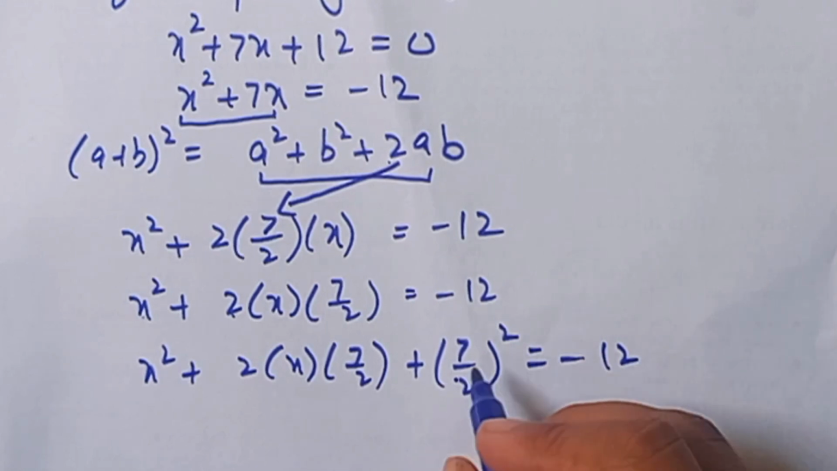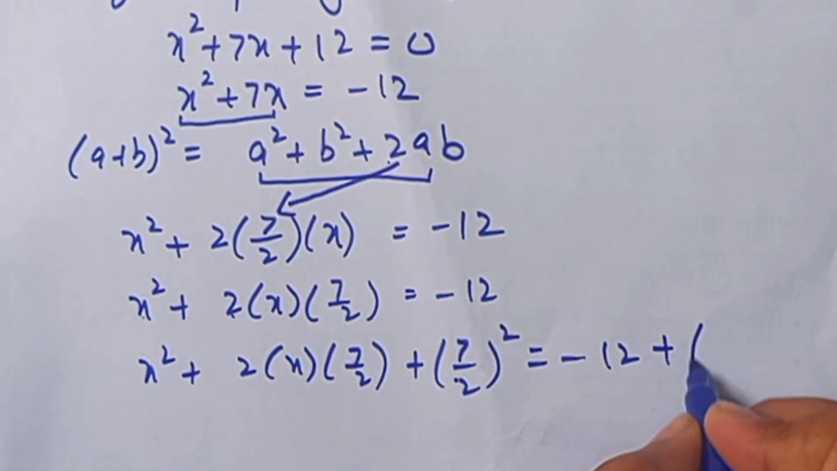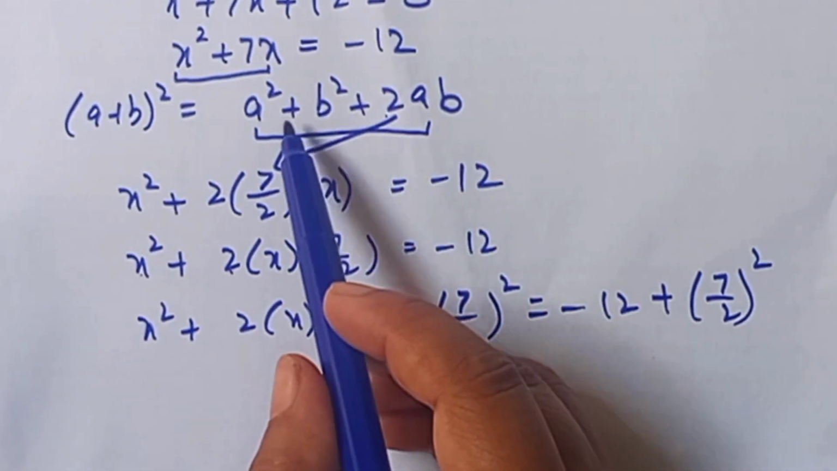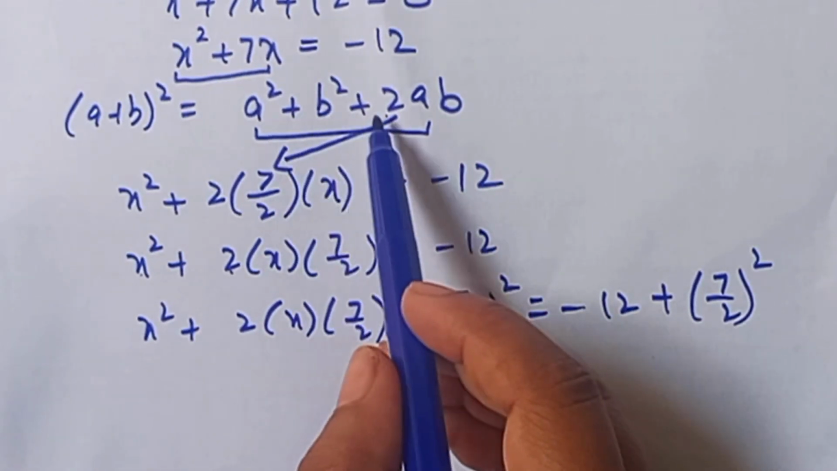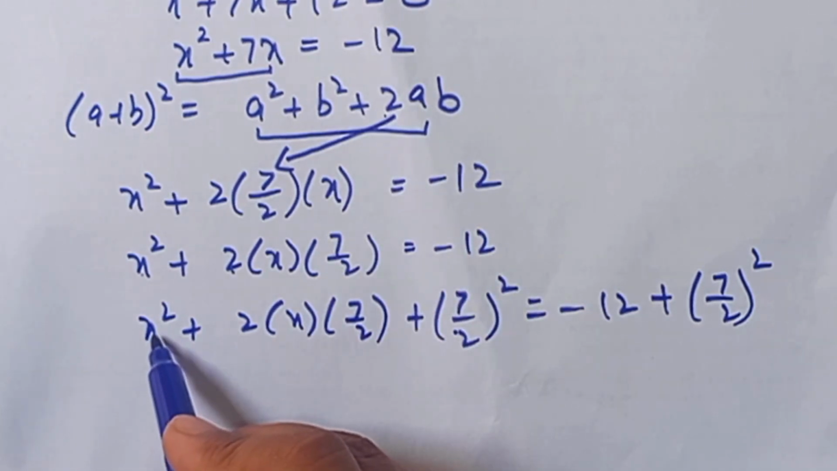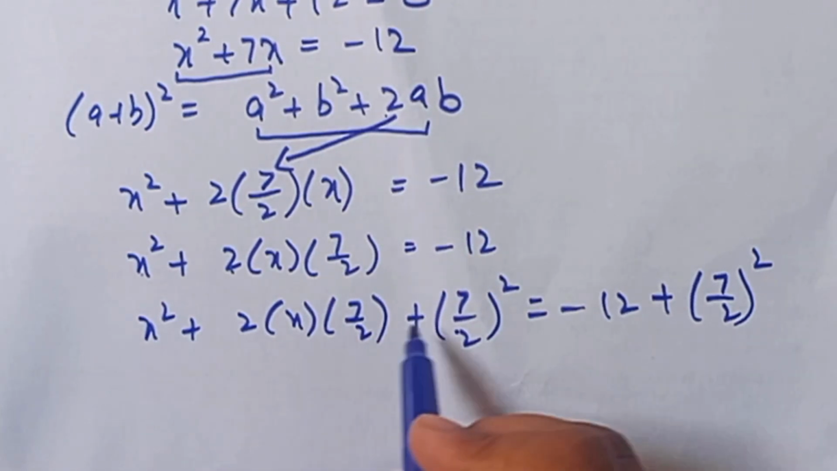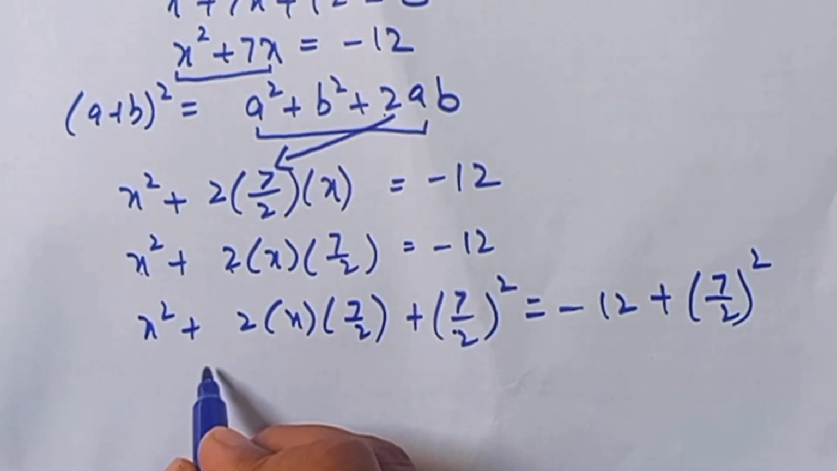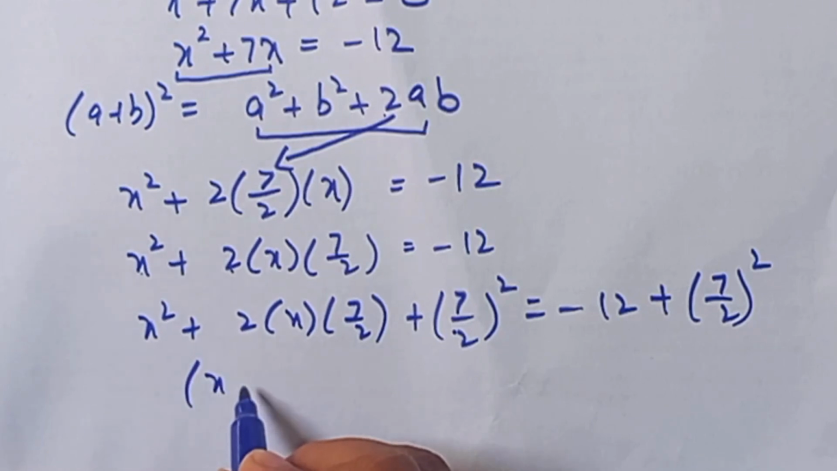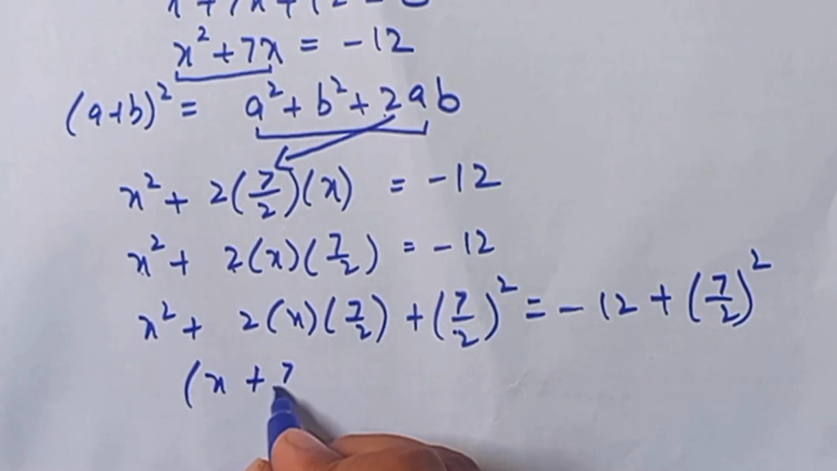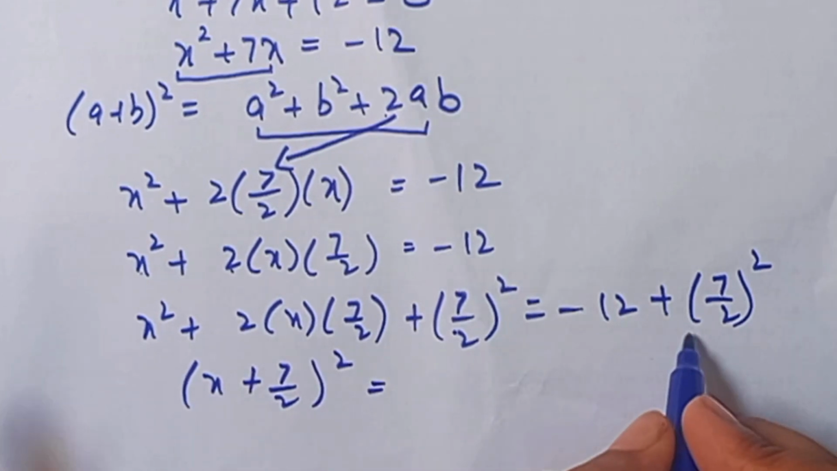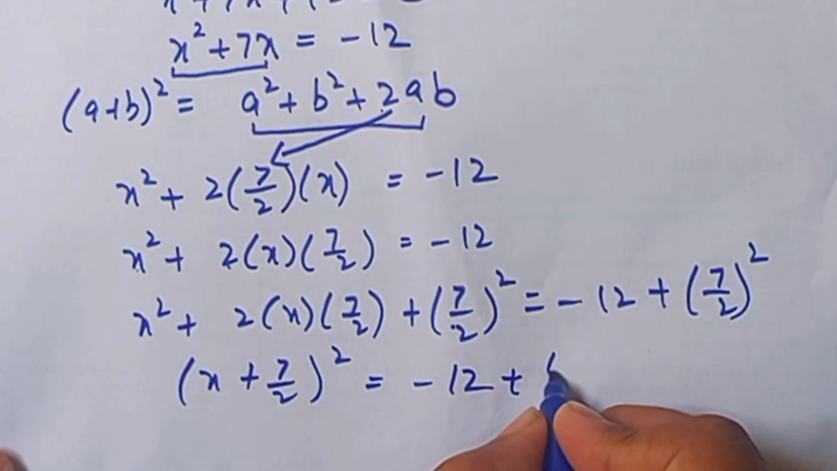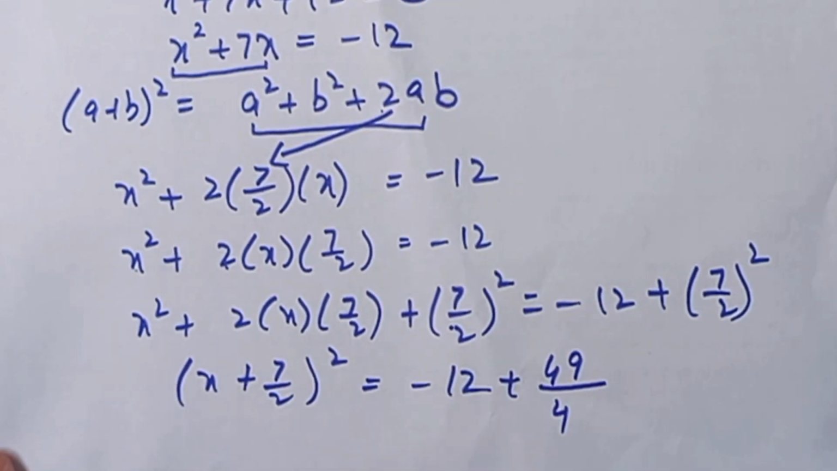So add this 7 over 2 on this side and also add 7 over 2 raised to the power 2 on this side. Now focus on this identity: a square plus b square plus 2 times ab. This is the same: x square plus b square plus 2 times a and b. So we write this side as x plus 7 over 2 whole square. This is equal to minus 12 plus 7 over 2 whole square. This is equal to 49 over 4.